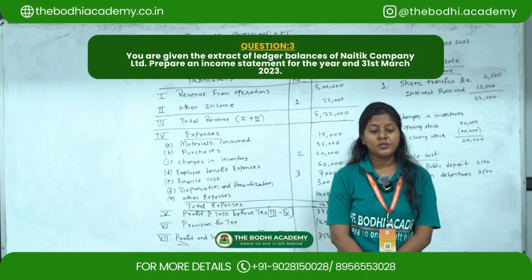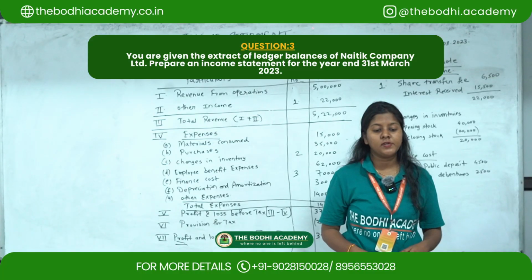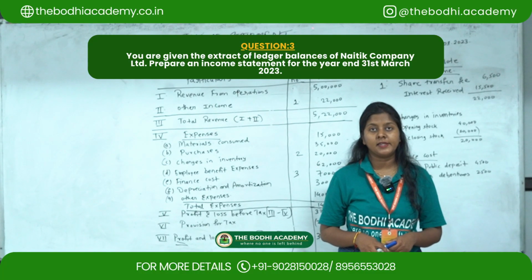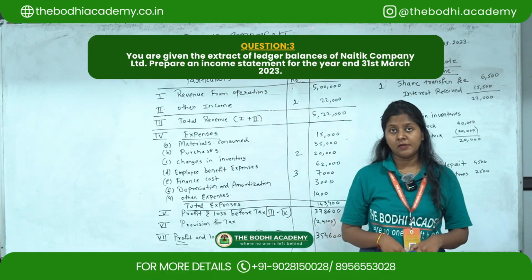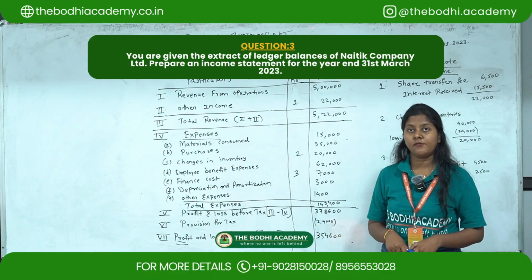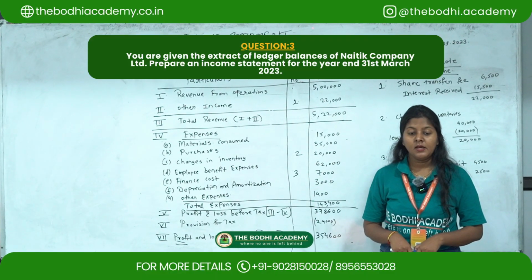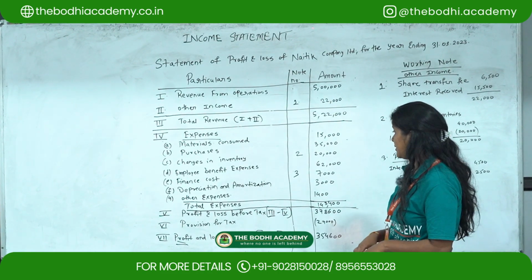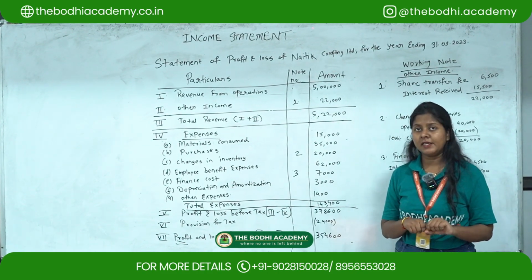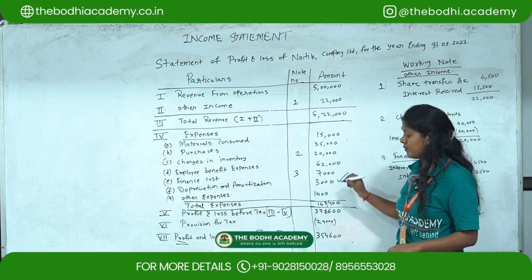So the third question is, you are given the extract of the ledger balances taken from Naitik Company Limited. You have to prepare income statement for the year ended 31st March 2023. Now here trial balance is given. Depreciation they have given 3,000. So depreciation directly they have given. So you have to take 3,000.